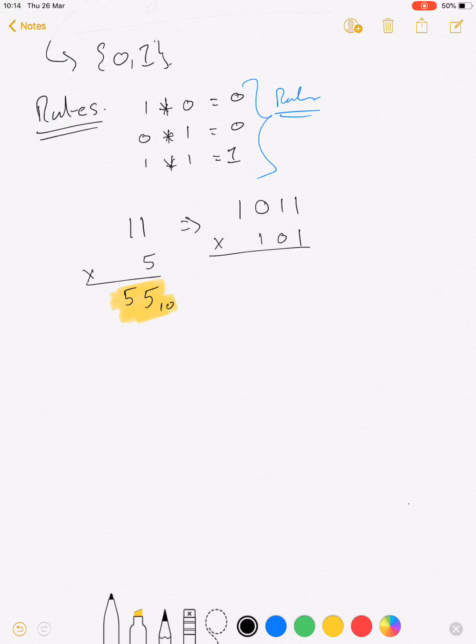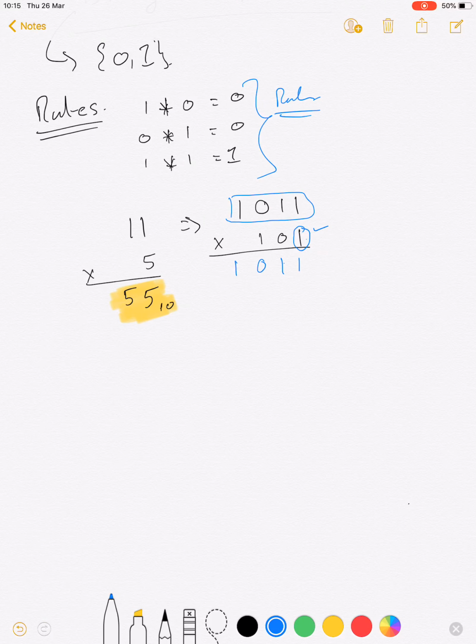To actually perform this multiplication, it's really straightforward. We start off with this particular digit, and we multiply it by this whole number up here. We say 1 multiplied by 1 is 1, 1 multiplied by 1 is 1, 1 multiplied by 0 is 0, 1 multiplied by 1 is 1. Okay, so now that's this particular digit done.